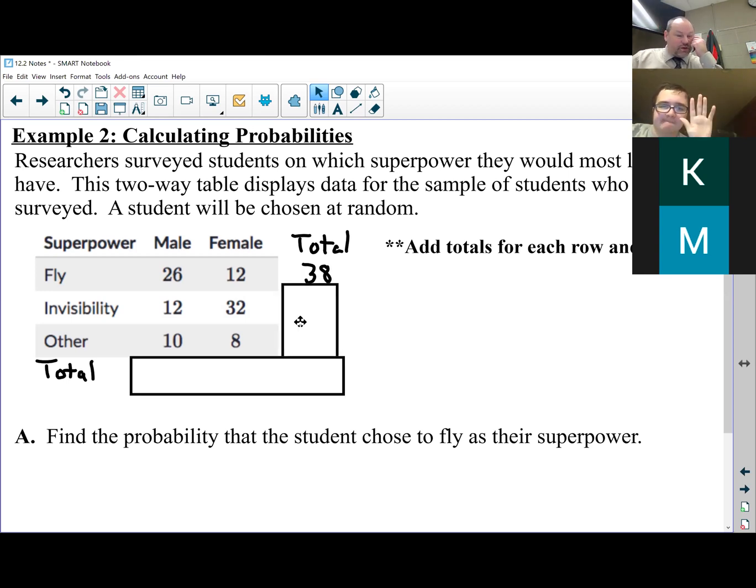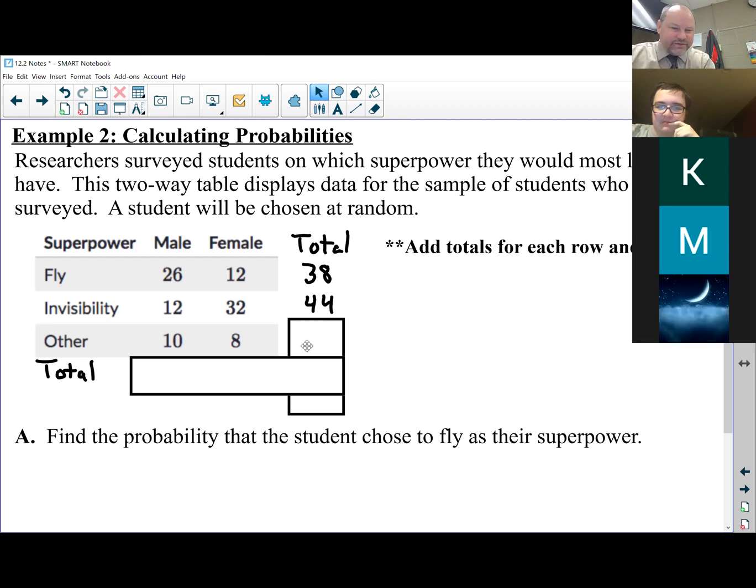And then what about 12 plus 32? Shane, why don't you hit that one? 44. 44. All right, and how about 10 plus 8? 18. 18. All right, and then I should add the columns as well. So taking the number of males, 26 plus 12 plus 10, 48.